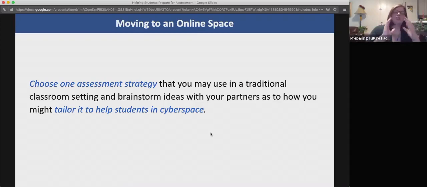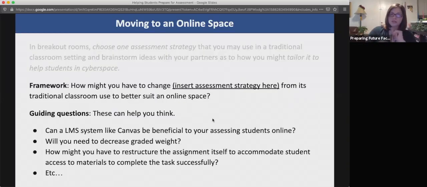You can for sure use one that we went over or choose a new one, and think about how it might look in the traditional classroom versus how it might look now in cyberspace. Let me give you a little more scaffolding. In other words, how might you have to change X strategy from its traditional classroom use to better suit an online space? And then here are some guiding questions.